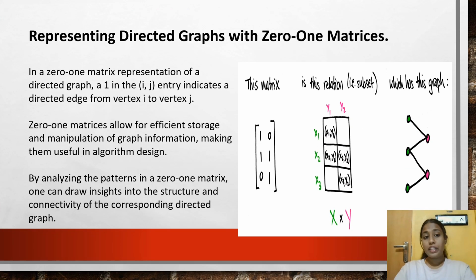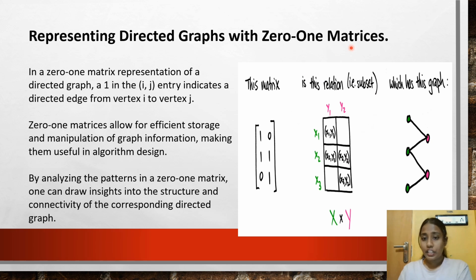So representing a directed graph with a 0-1 matrix. In the 0-1 matrix representation of a directed graph, the entry (i, j) indicates a directed edge from vertex i to vertex j. The 0-1 matrix allows for the efficient storage and manipulation of graph information, making them useful in algorithm design. By analyzing the patterns in a 0-1 matrix, one can draw insights into the structure and connectivity of the corresponding directed graphs. So here, first we can see the matrix.